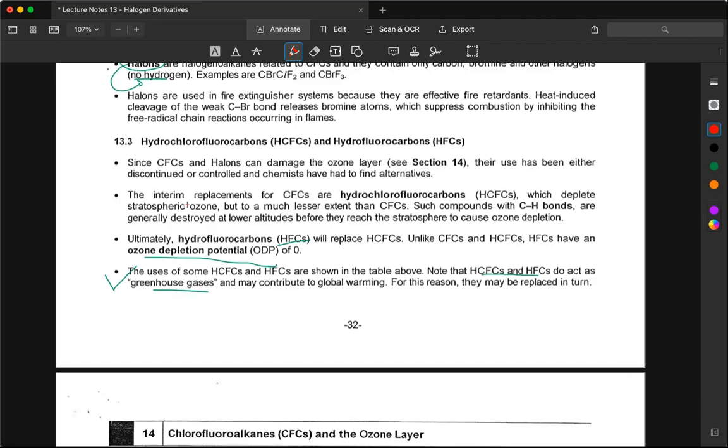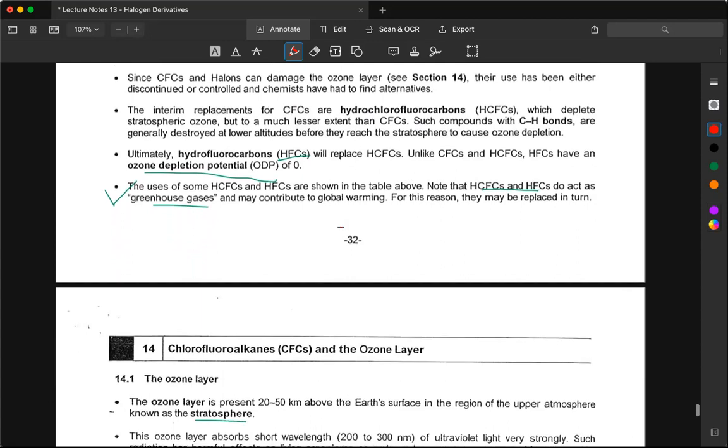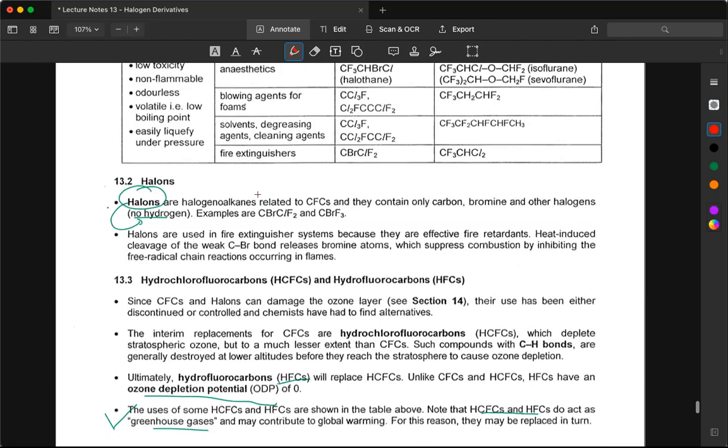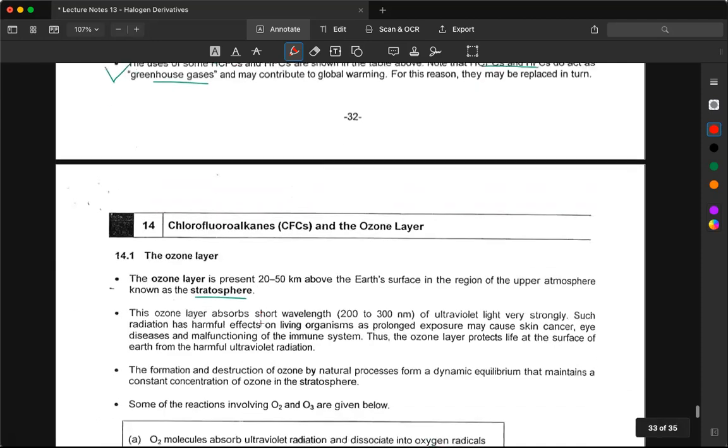So the interim replacements are hydrochlorofluorocarbons, which deplete stratospheric ozone, but to a much lesser extent. Such compounds with C-H bonds are destroyed at lower altitude before reaching the stratosphere. HFCs will replace HCFCs because they have no ozone depletion potential. But the substances in the table above act as greenhouse gases and may contribute to warming, so they may be replaced in time to come.